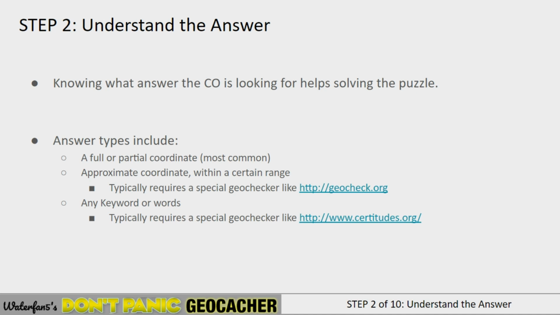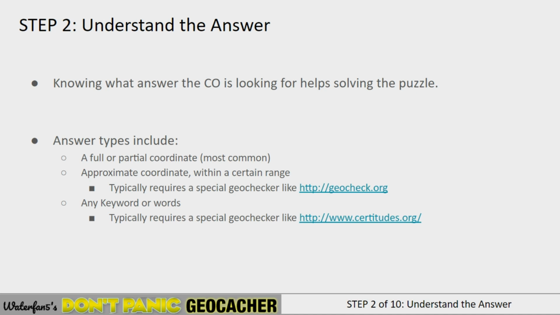One of them is the so-called approximation answer. That means that your coordinate has to be close but doesn't have to be exact. If you see that, for example one of the hints could be a special geochecker like GeoCheck or another one that supports approximation, it means that the puzzle might be of a specific type. This also means that you're not looking for exact coordinates, but maybe have to do something else.